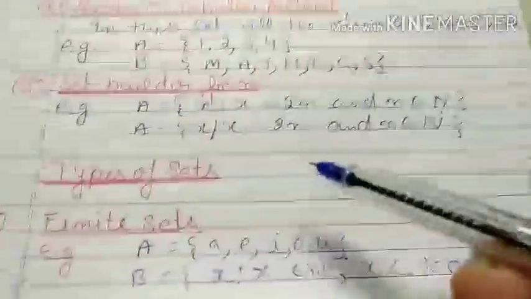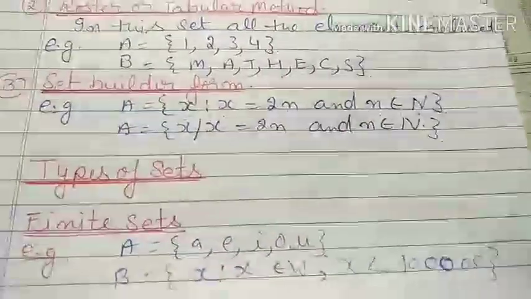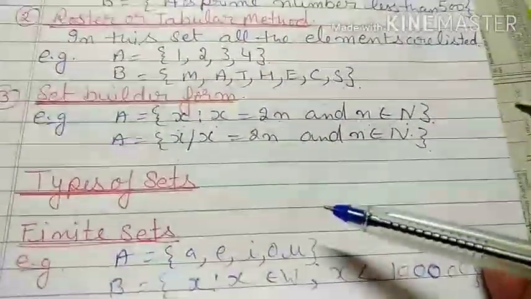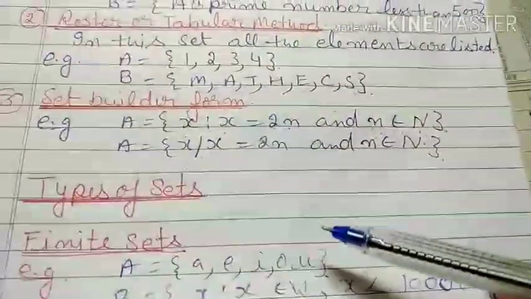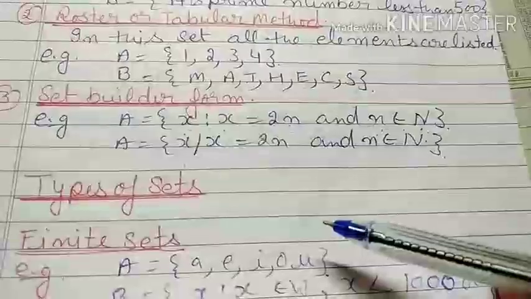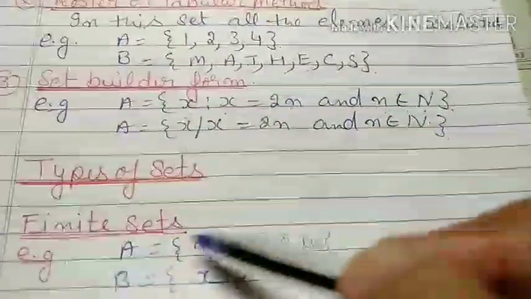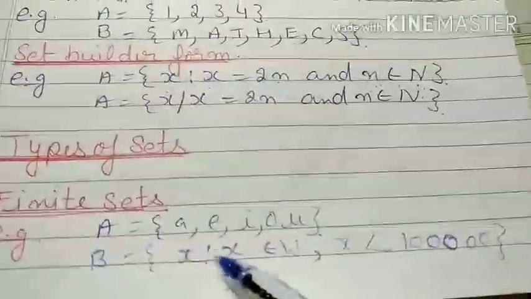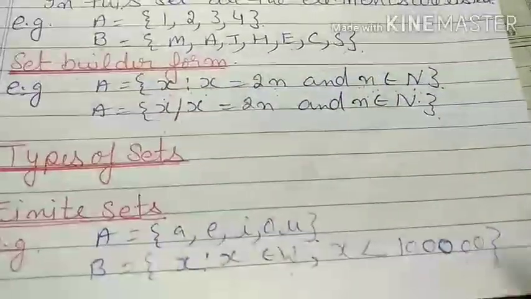Next we have different types of sets. First is the finite set. A finite set is the same as a listed set. We can say that any set which has an end, and is not infinite, is a finite set. Like here, all the vowels of the English alphabet: a, e, i, o, u. Or we can write x belongs to the whole numbers, x is less than 1 lakh.